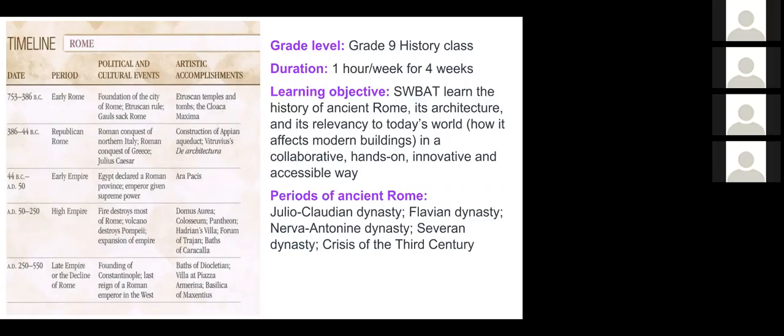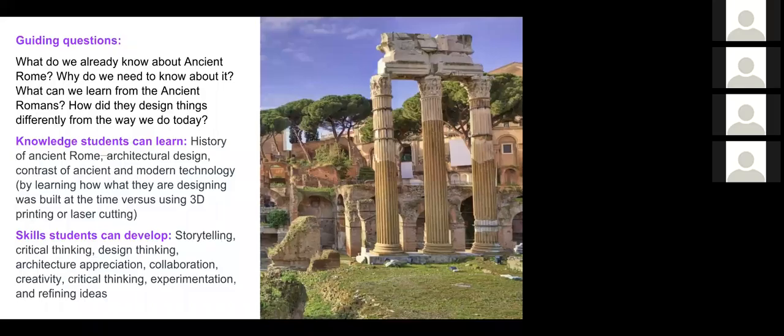Yeah, and our objective is to allow students to learn the history of ancient Rome, its architecture, and its relevancy to today's world architecture. So it's kind of like bridging the history part and also the learning designing part. And we want this lesson to be collaborative, hands-on, and innovative. Some of our guiding questions were, what do we already know about the Roman Empire? So going back to the history class connection, why do we know about it?